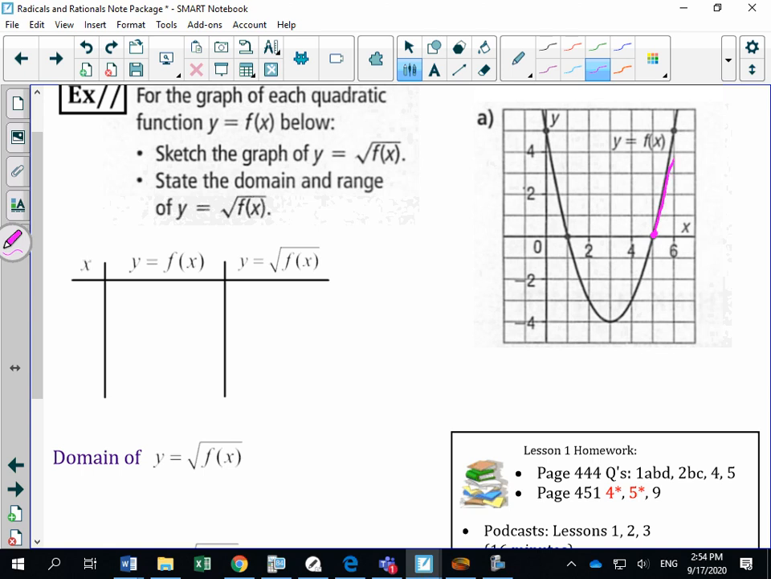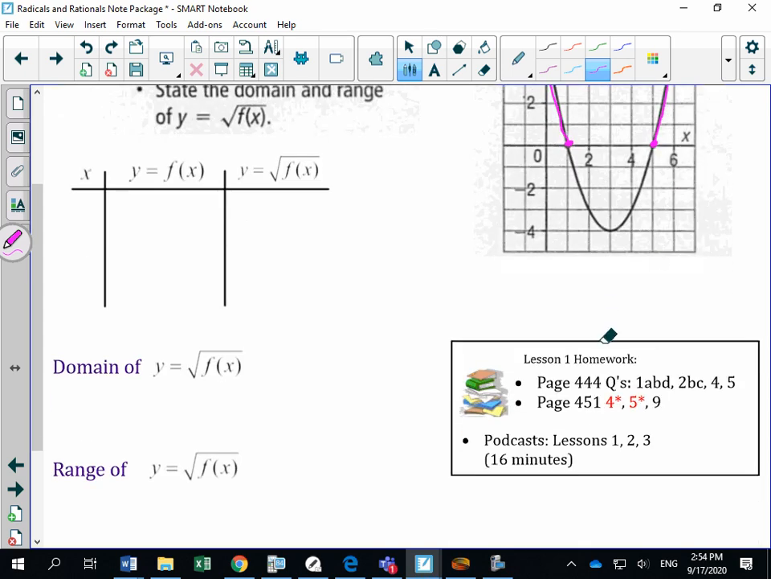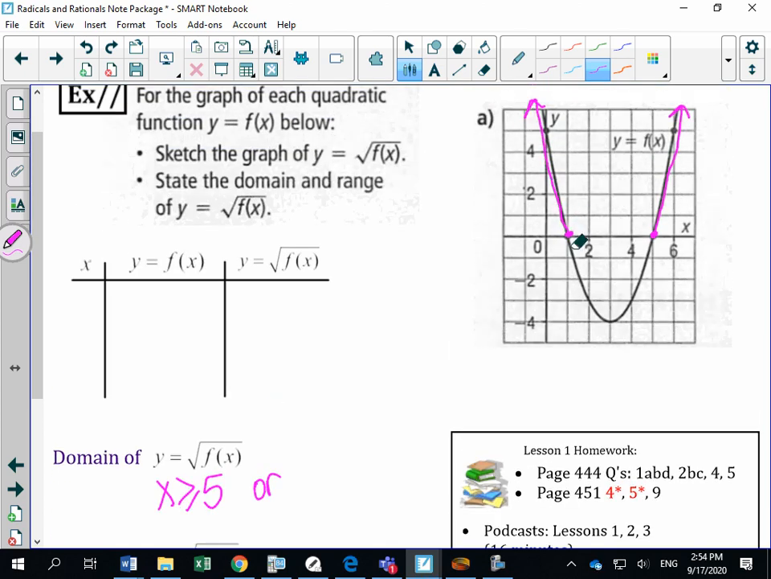This piece of my graph is greater than 0, and this piece of my graph is greater than 0. When you have two different pieces, that's completely okay. You just have to tell me what the domain of this piece is and what the domain of this piece is. So this pink piece on the right, I hope you realize that would be 5, and this piece of the graph would be greater than 5. So my first domain is going to be x is greater than or equal to 5. And then because I have a second piece, I can say or. Now I have to talk about the domain of this piece, and the domain of this piece is x is less than or equal to 1.